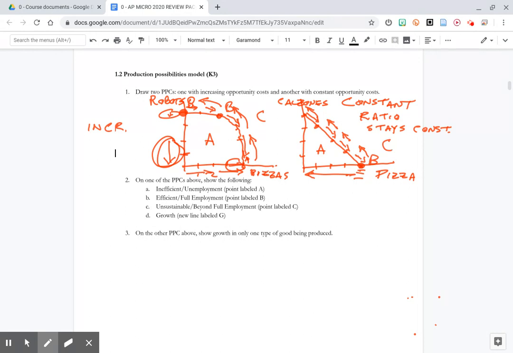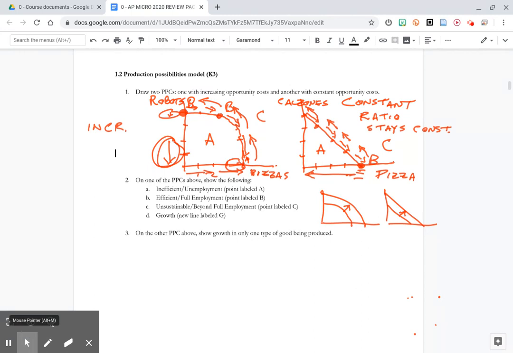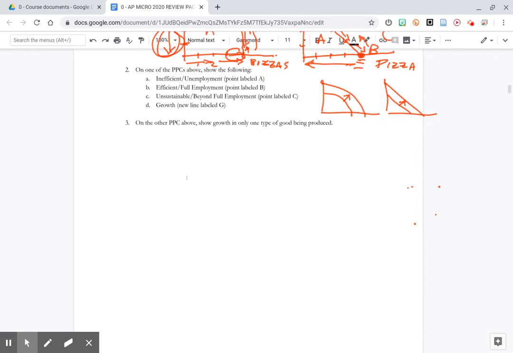And growth, and this is a little bit hard to show now that I've written all that out here, growth is just the curve shifting out, right? So either one would look like this. The curve shifts out, and that actually says you've got more capacity to create.